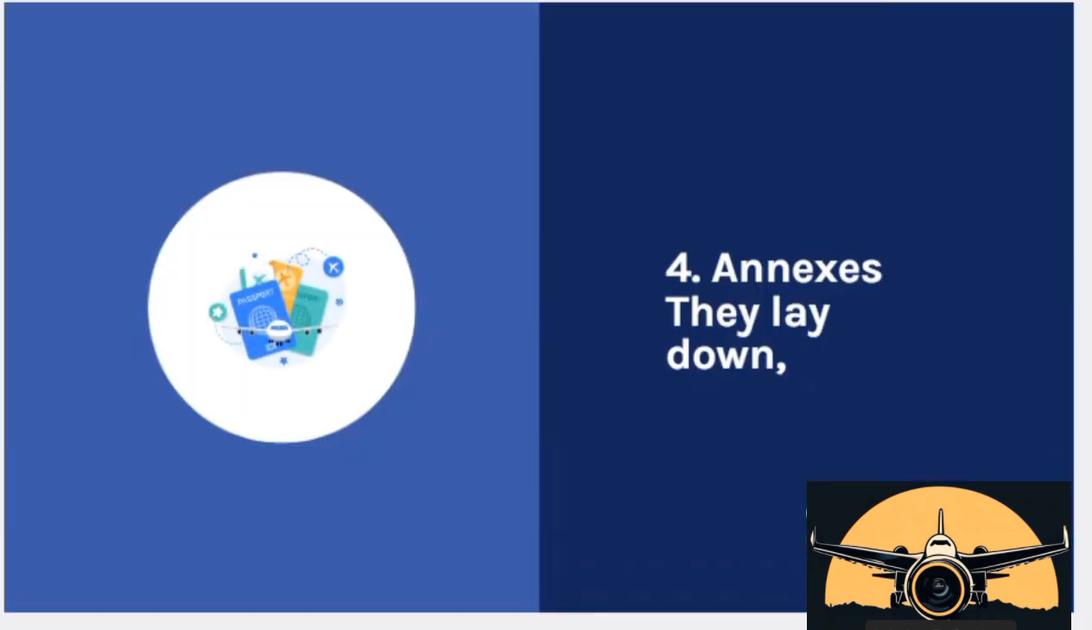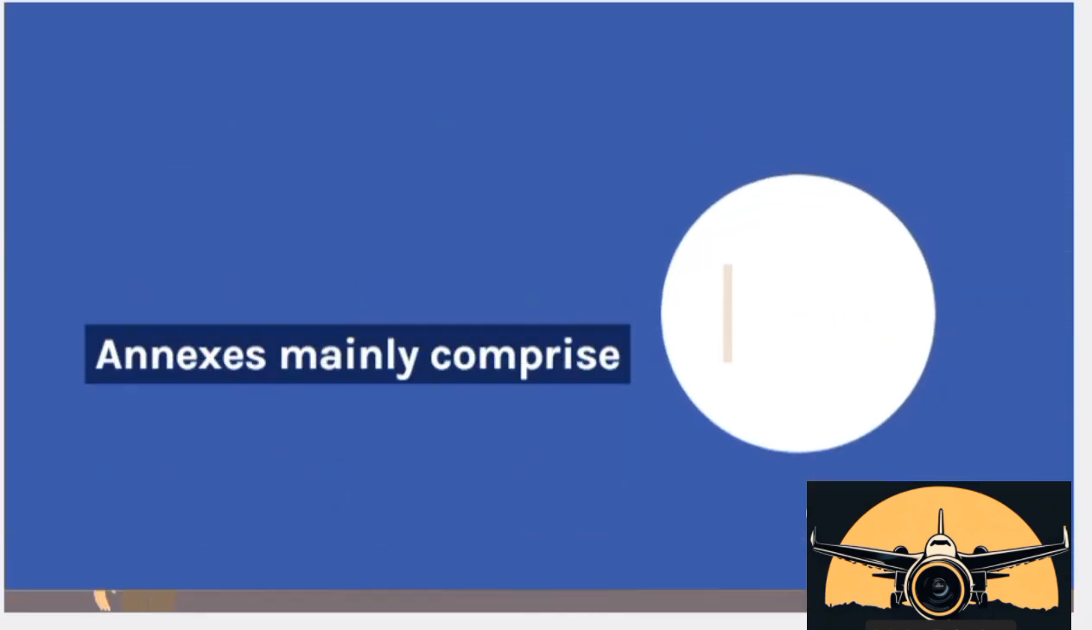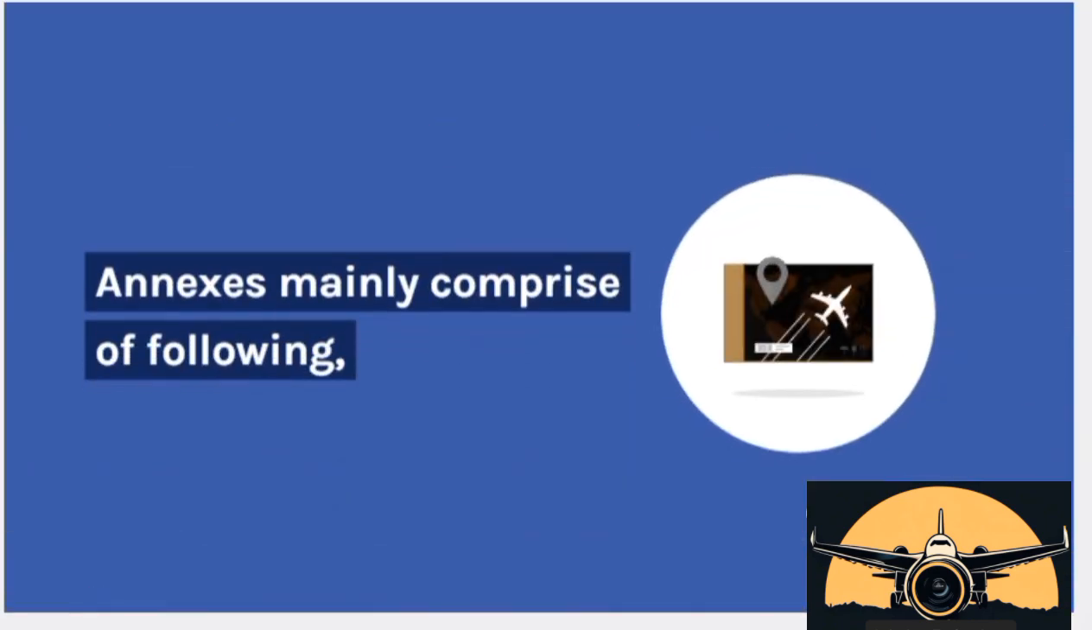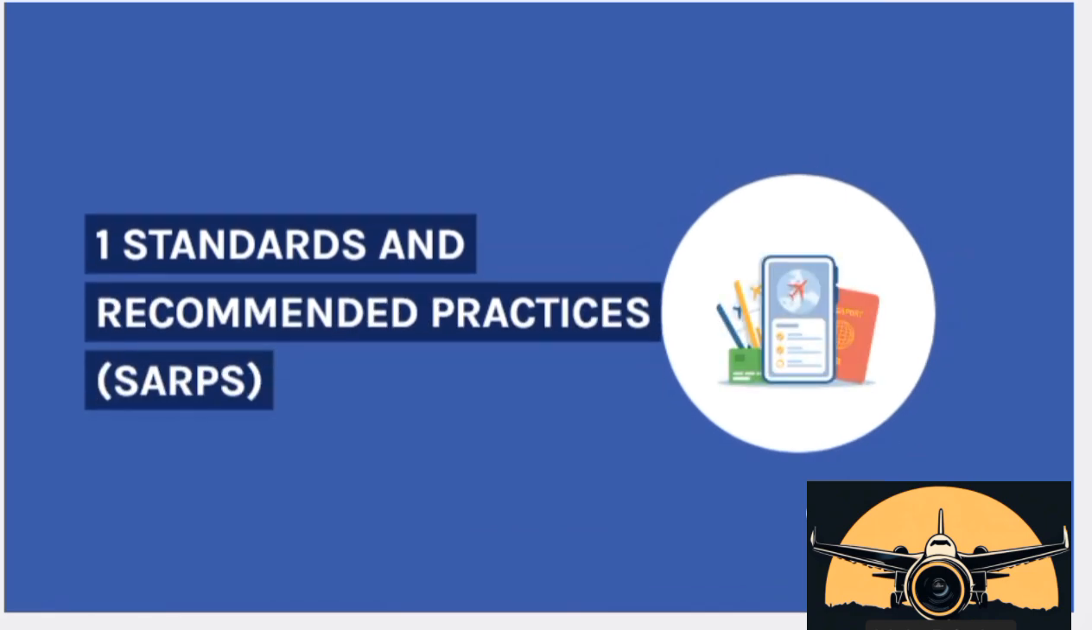4. Annexes. They lay down the rules and regulations to be followed by the contracting states and their personnel, related with aviation in providing various services and facilities required for international civil aviation. Annexes mainly comprise of the following: 1. Standards and Recommended Practices, SARPS.